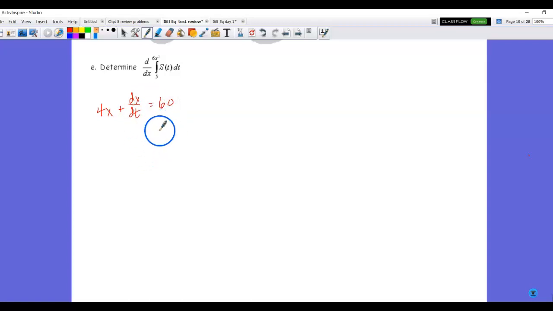So remember, it's a differential equation and we need to separate our variables. So the first thing I'm going to do is subtract the 4x to the right hand side and make that 60 minus 4x. I don't want to multiply the dt over because remember, we want the x's together and the t's together. Notice I have a common factor here. I can factor a 4 out of the 60 and the 4x. That'll leave me with 15 minus x.